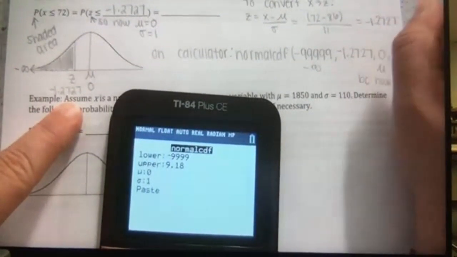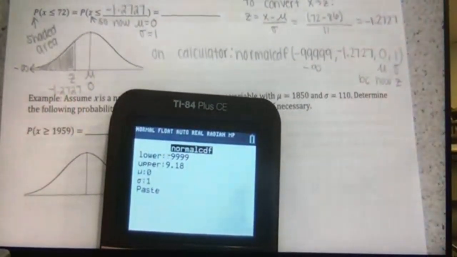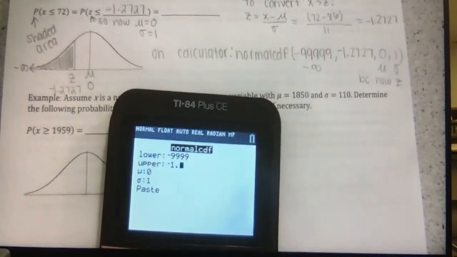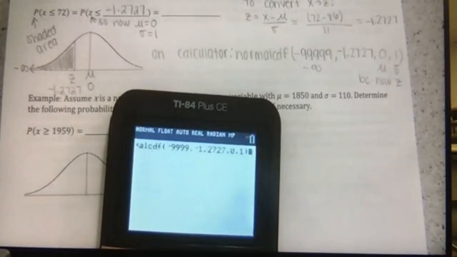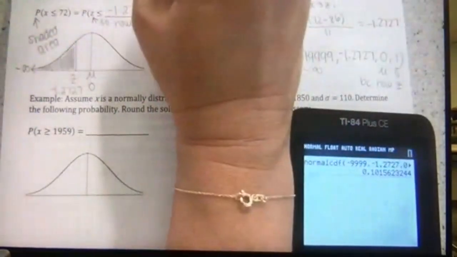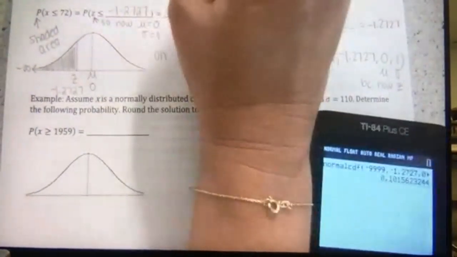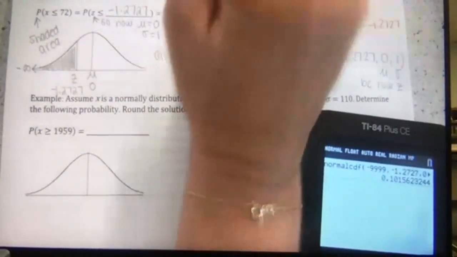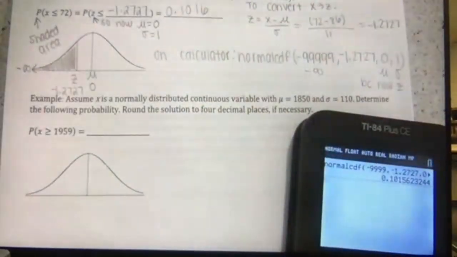Because it's now z. So negative 99999, negative 1.2727 is our upper. Our mean is 0 and our standard deviation is 1. So exactly like our previous problems that we did, boom, there is our answer, 0.10156, which will round up to 0.1016.